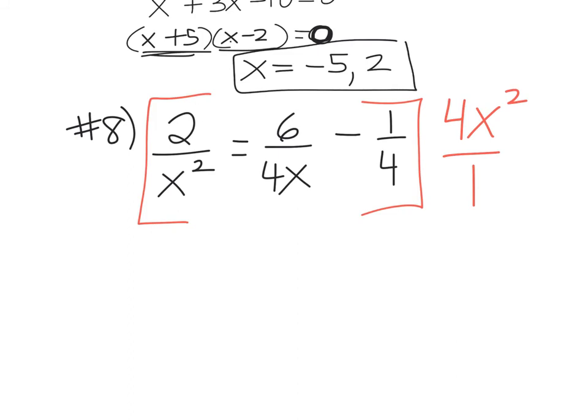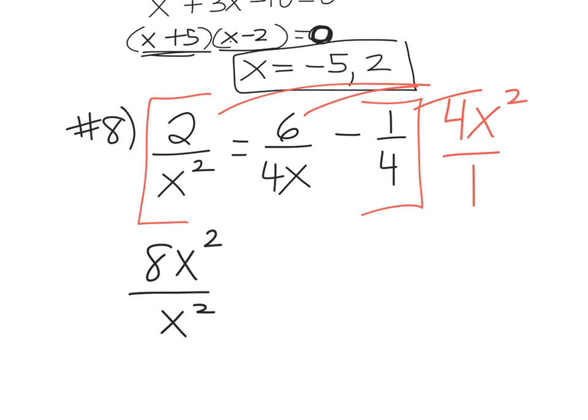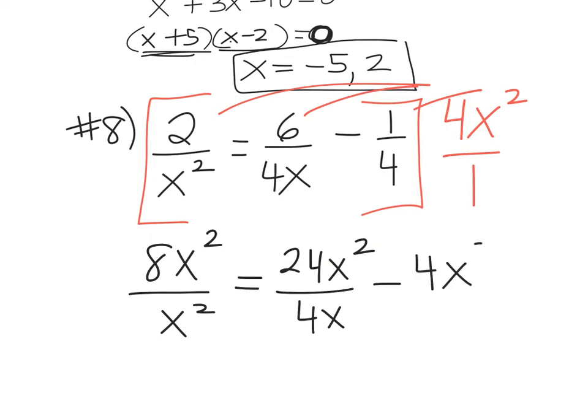You ready? All the numerators are going to get multiplied by 4x squared. So I get 8x squared over x squared. Ooh, I can't wait to reduce that. Equals 4x squared times 6 is 24x squared over 4x. That's going to be tough to reduce, but I think we can do it. Minus x squared, 4x squared over 4.